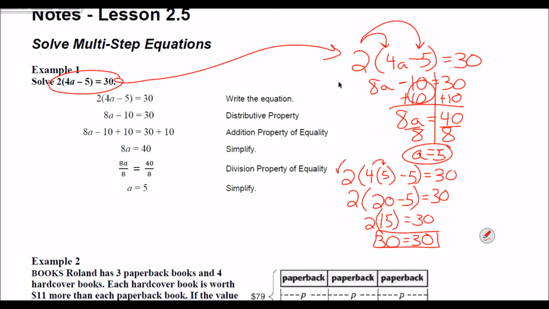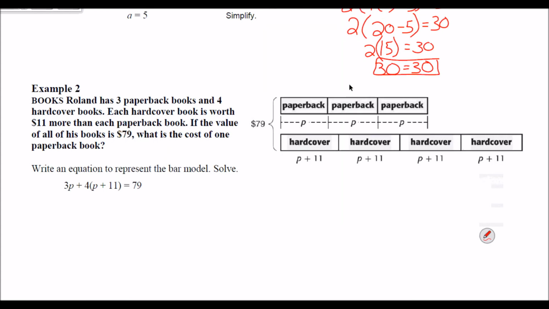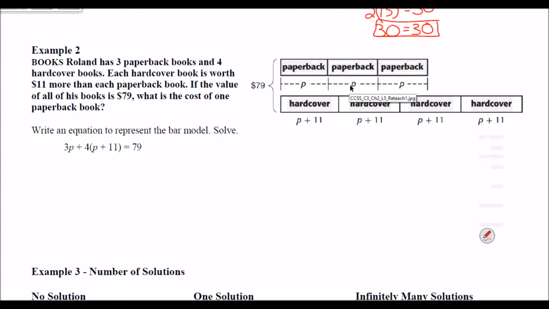Example number 2. Example number 2 is a little bit different looking, okay? This is called a bar model over here, and we're going to use that to help us out, all right? So example 2 says that we're talking about books. Roland has 3 paperback books and 4 hardcover books. Each hardcover book is worth $11 more than each paperback book. If the value of all of his books is $79, what is the cost of one paperback book?